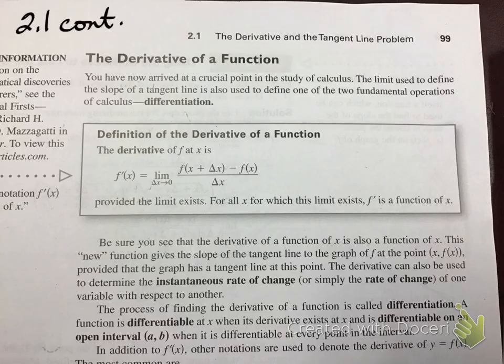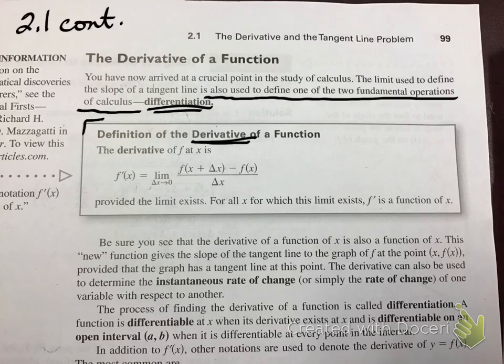And this first paragraph here, you've now arrived at a crucial point in the study of calculus. The limit used to define the slope of the tangent line, the limit process that we were using today in class, limit as delta x approaches 0 of f of c plus delta x minus f of c all over delta x. That limit is also used to define one of the two fundamental operations of calculus, differentiation, or in other words, a derivative. So the definition of the derivative of a function should look super similar and familiar.